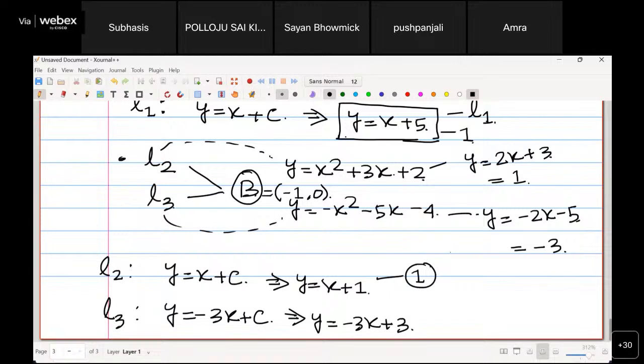So L1 and L3 can't be parallel, because the slope of L1 is 1 and the slope of L3 is minus 1.